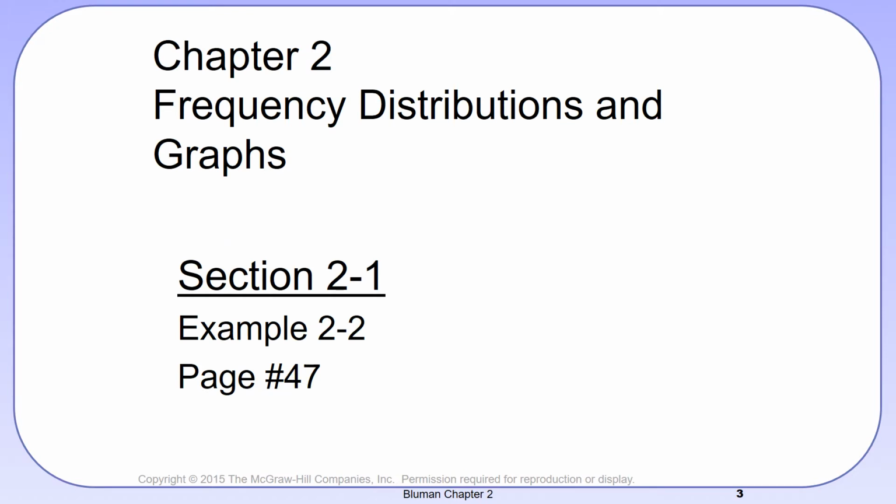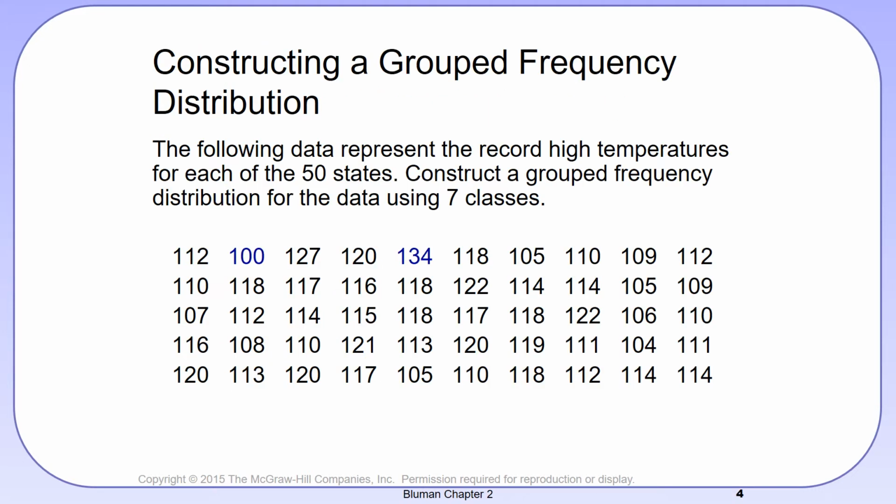Now here we have a question. This question is from chapter number 2, frequency distribution and graphs, example 2.2 on page number 47. The following data represent the record high temperatures for each of the 50 states. Construct a group frequency distribution for the data using 7 classes. It means that we have 7 groups.